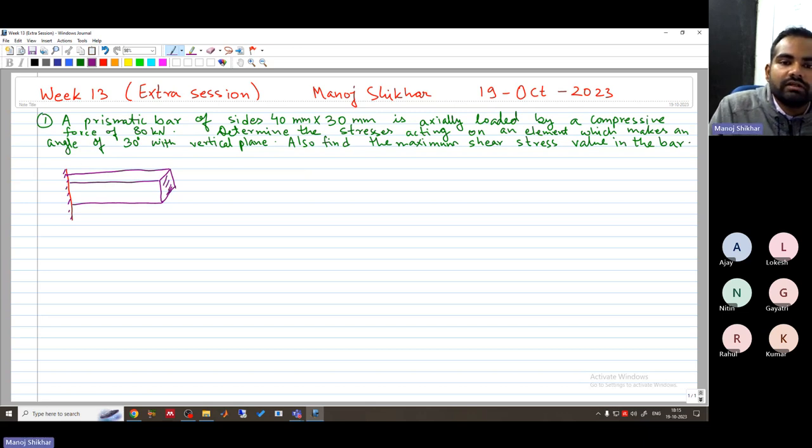And they have given us that a force of 80 kilonewton is applied here. This is a compressive force, as you can see. Now this dimension is 40 and 30. And here they are telling that we have an element which makes an angle 30° with the vertical plane. Okay. So first we will start with the area of cross section.